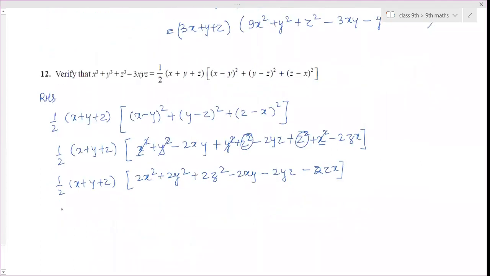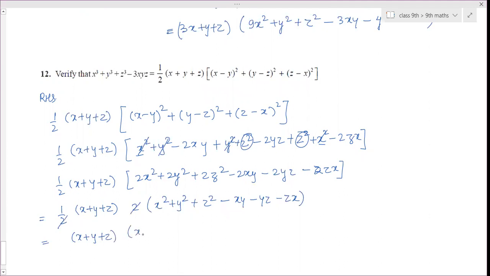So now here it is 1 by 2 x plus y plus z in bracket. Now everywhere 2 term is there, so take 2 common. So in bracket left out is x square plus y square plus z square minus xy minus yz minus zx. So this 2 and this 2 cancel. So this is equal to x plus y plus z into x square plus y square plus z square minus xy minus yz minus zx.